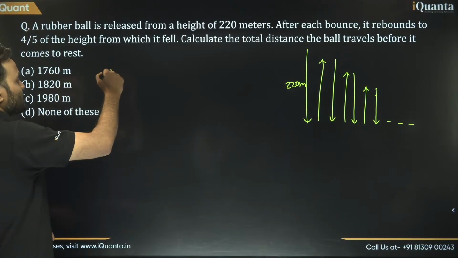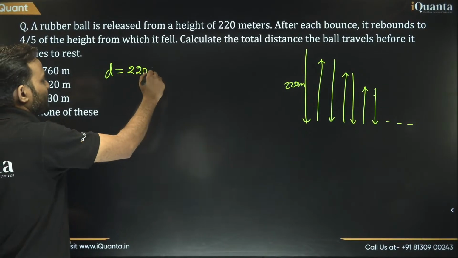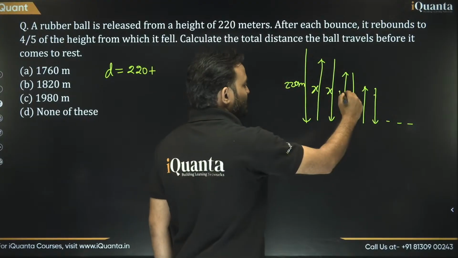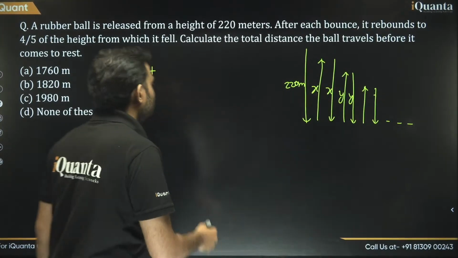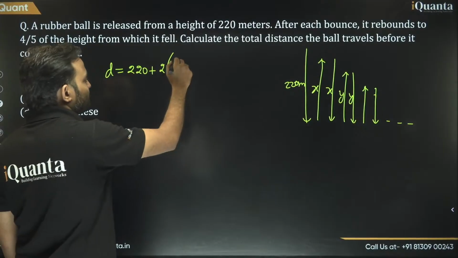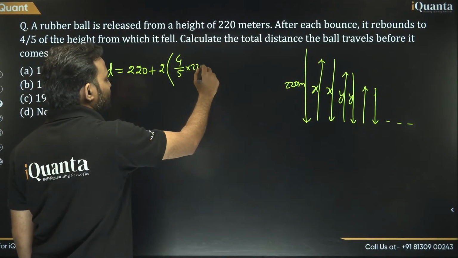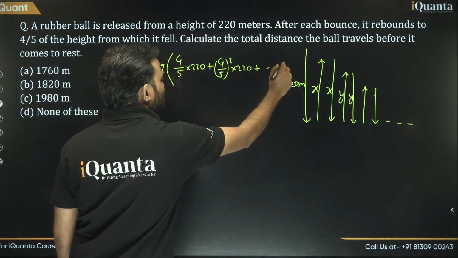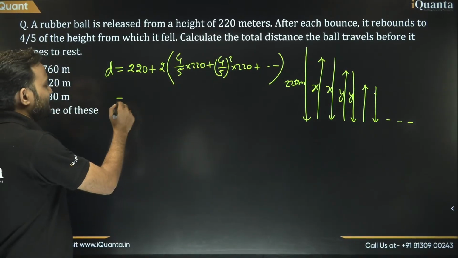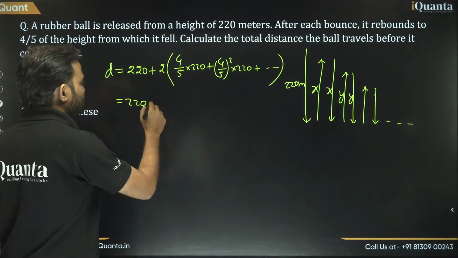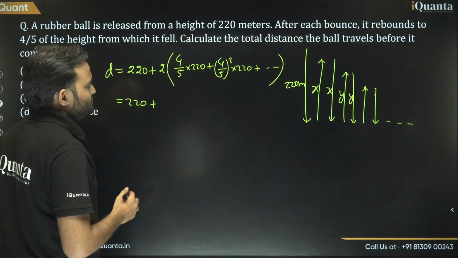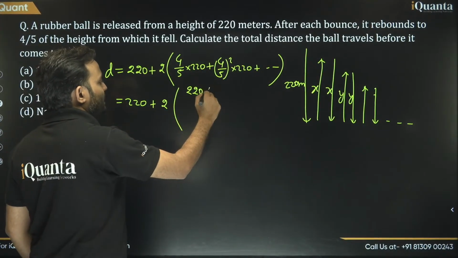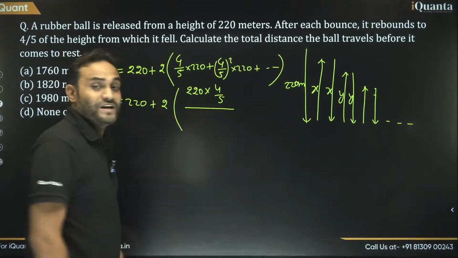So what we can say, total distance d is equal to 220 plus. Now, if this is going up x, then it will come back x. Then if this is going up y, then it comes back y. So 2 times it will be 4/5 of 220 plus (4/5) square of 220, and so on, right? So this we can write as 220 plus 2 into 220 into 4/5, where this is our first term.